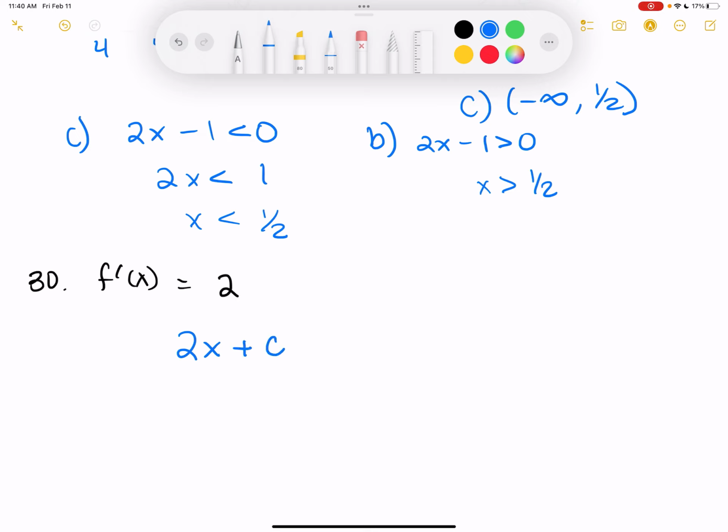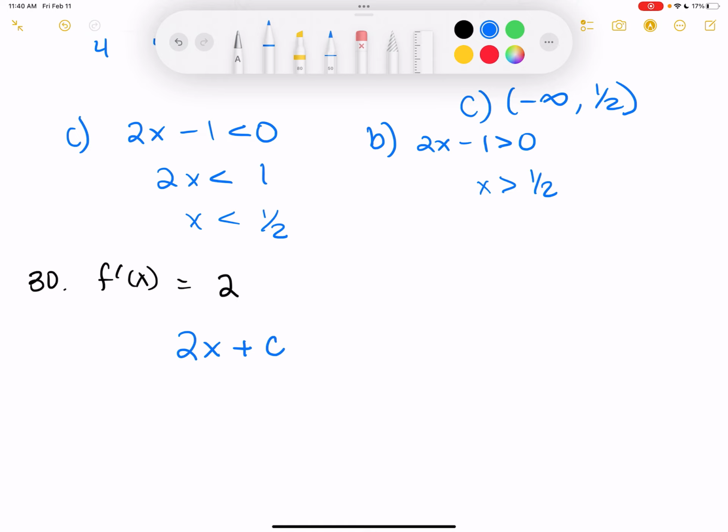That means that we need to add c, because we don't know what constant may have been there before, if there was one. Our constant could have been 3, so it could have initially been 2x plus 3. Could have been 2x minus a million. We don't know what constant value was there, so the c is accounting for all possible functions.